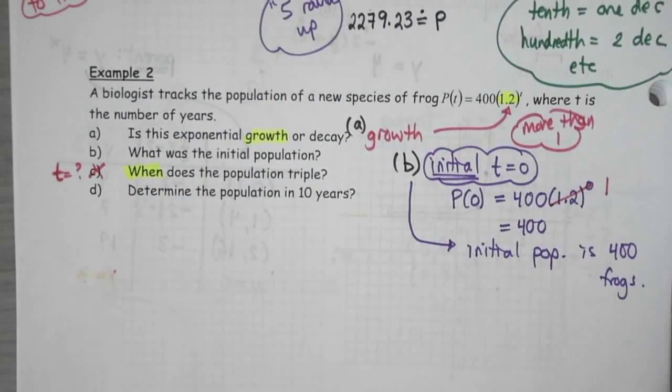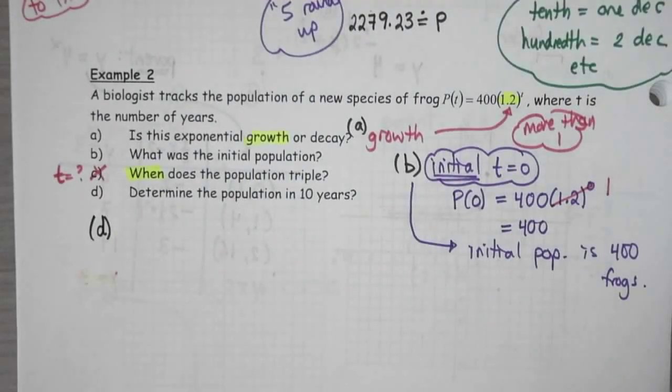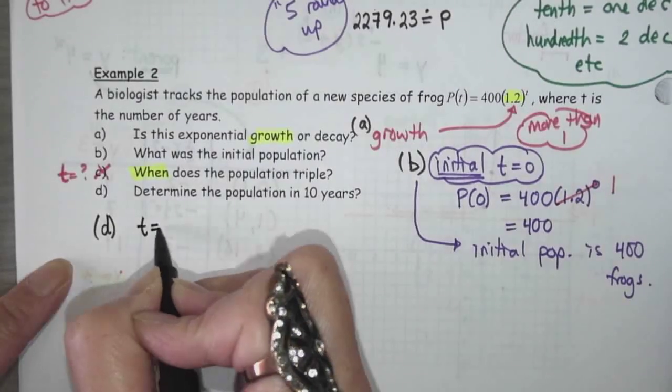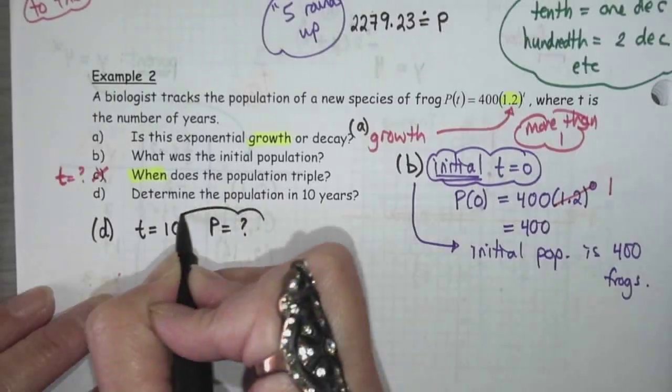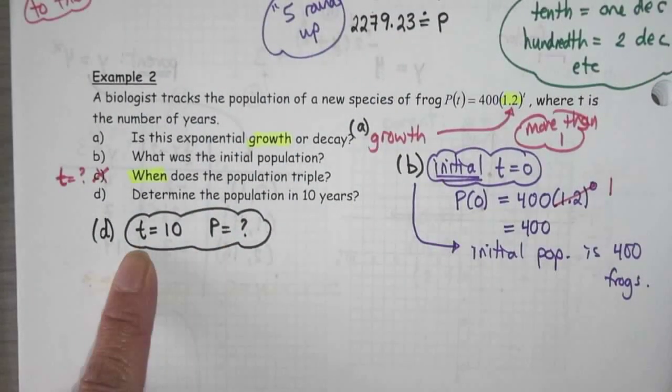But D we can do. D is determine the population in 10 years. So in 10 years, we're looking for just T equals 10, and we're looking for P equals question mark. You don't have to write this, but that's your brain. I'm looking for the population when T equals 10.